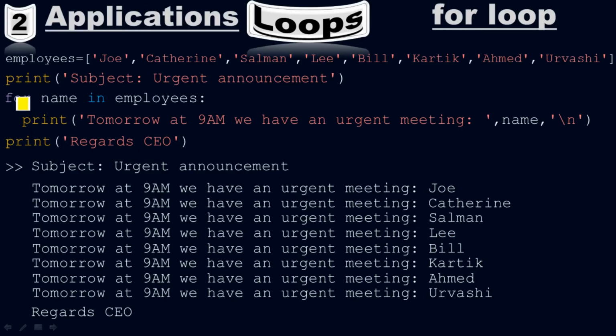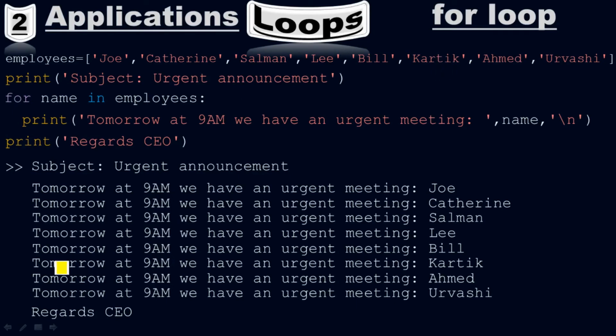And then the for loop will iterate over the fifth item, which is Bell. Bell is the fifth employee. And a message will be sent to Bell: tomorrow at 9 a.m. we have an urgent meeting, Bell. And then the for loop will iterate over the sixth item, which is Karthik. Karthik is the sixth employee of the list.